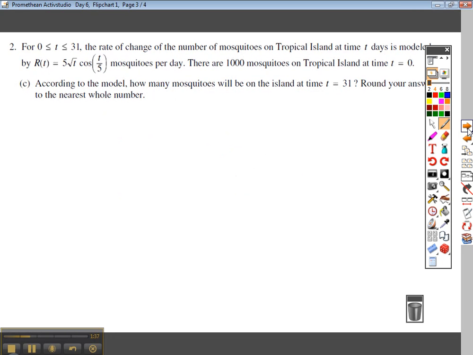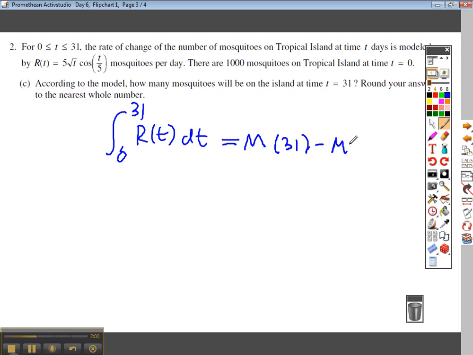Part C: according to the model, how many mosquitoes will be on the island at t equals 31? Since you know this is a rate, you're probably going to integrate r of t dt from t equals 0 to t equals 31. We don't really know what that's going to be, that's all calculator work. But keep in mind, by the fundamental theorem, it's going to be the number of mosquitoes at 31 minus the number of mosquitoes at 0. What we know is that there are 1,000 mosquitoes at t equals 0.